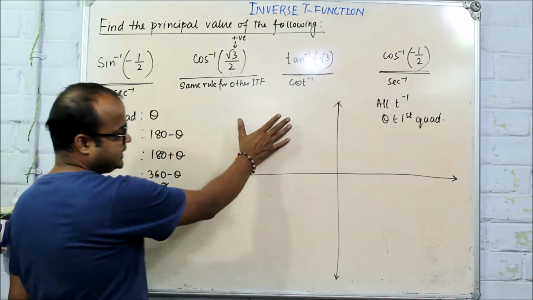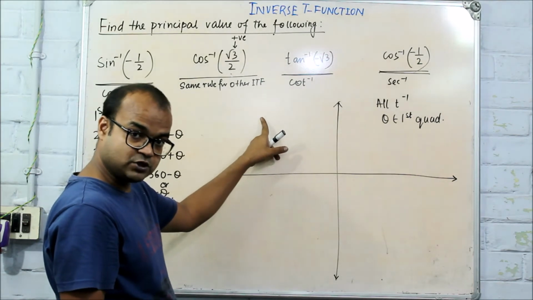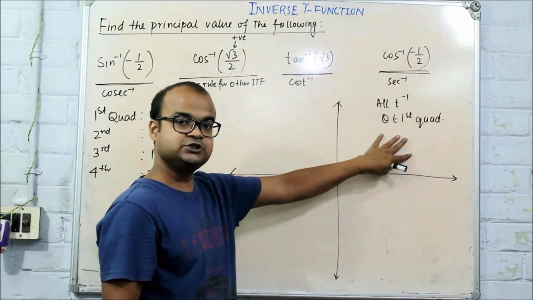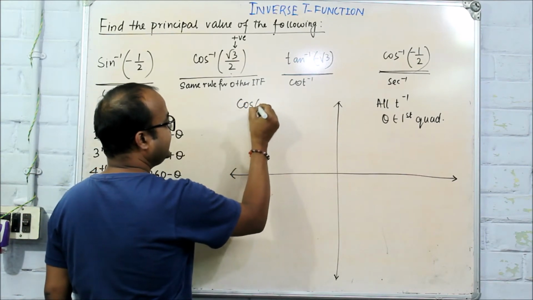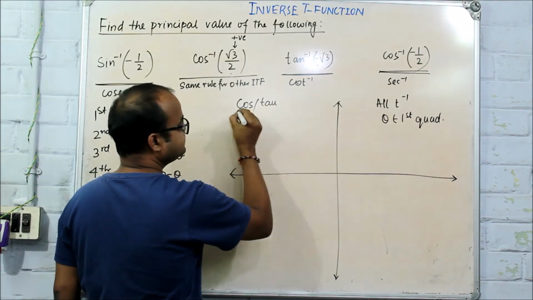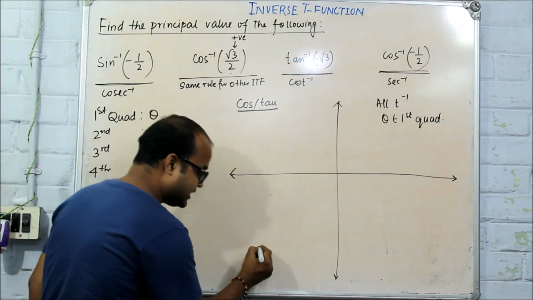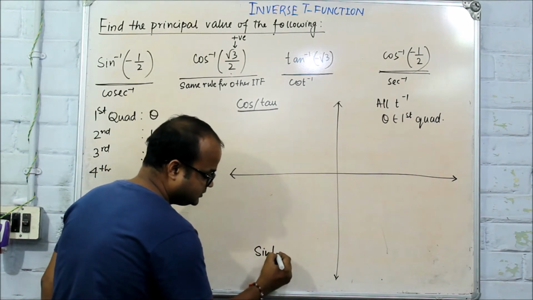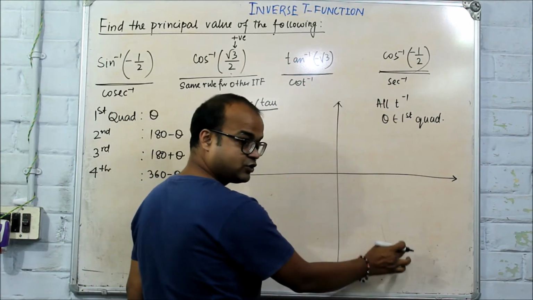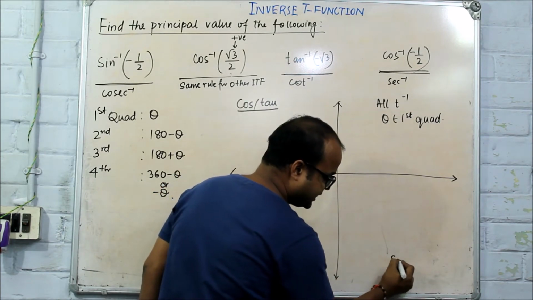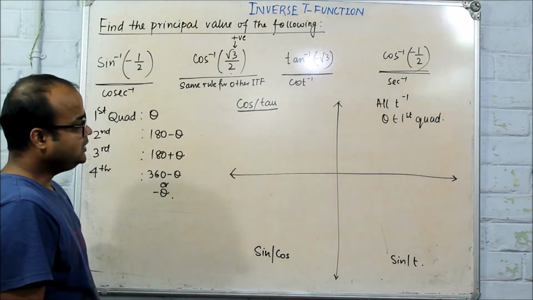Moving into the second quadrant. In the second quadrant, sine is positive. We already discussed all positive will come here, and here cos and tan are negative. In this quadrant, which is the quadrant of tan, sine and cos will be negative. This is the quadrant of cos, where cos is positive. So here sine and tan are negative.